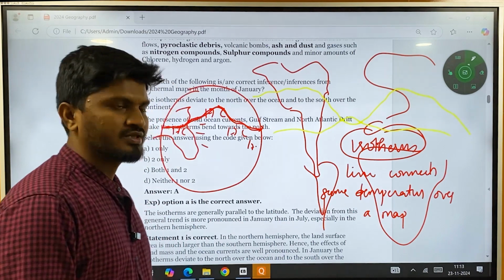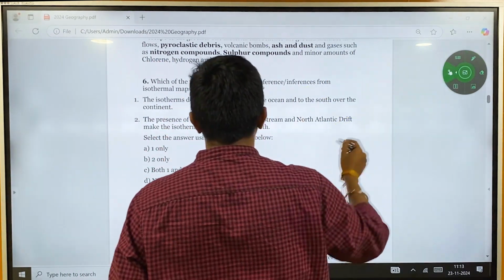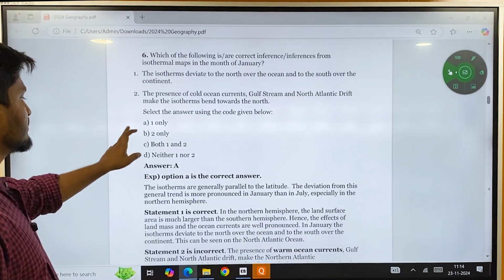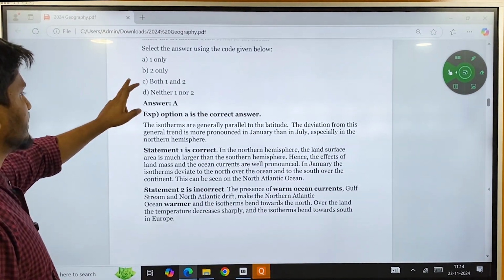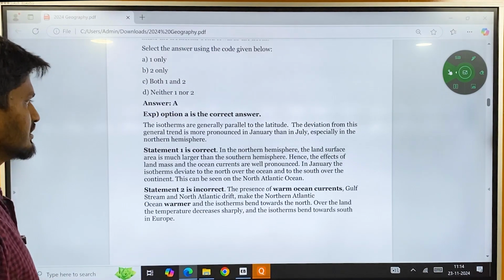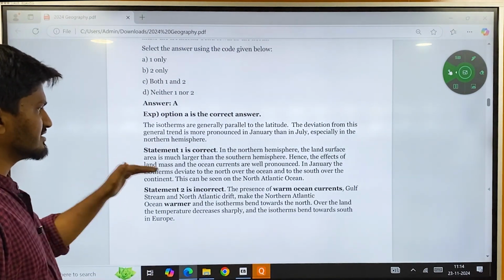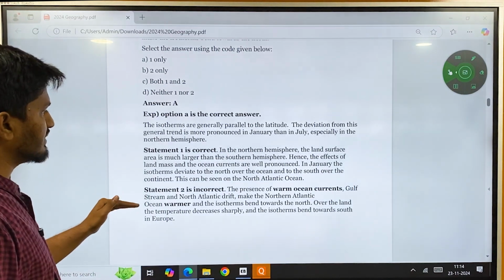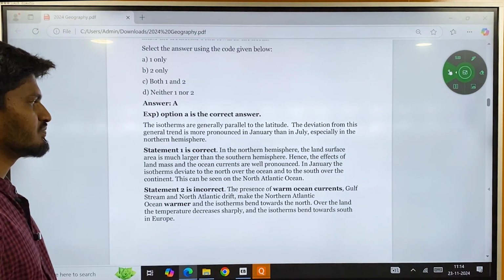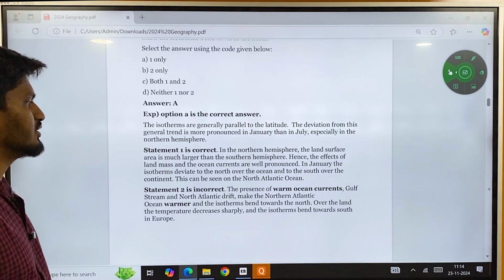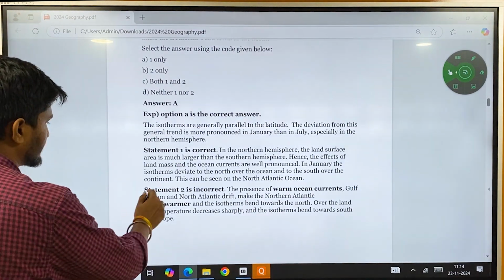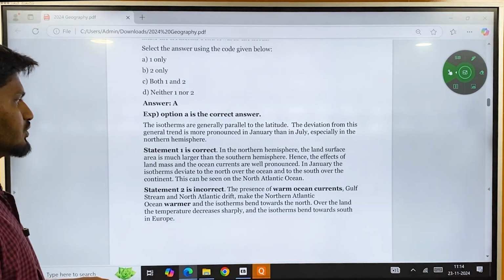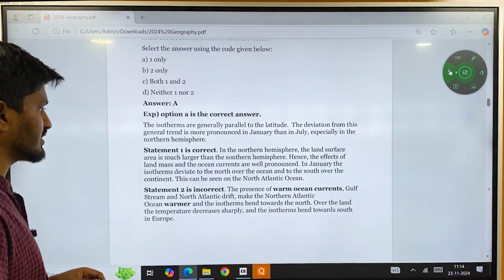This is an isotherm map. So statement number 1 is that the isotherms deviate to the north over the ocean and to the south over the continent. So the correct answer is option A, statement 1 only. That is because in the northern hemisphere the land surface is much larger than in the southern hemisphere. As a result, the effects of land mass and ocean currents are well pronounced. That is why in January the isotherms deviate to the north over the ocean and to the south over the continent.